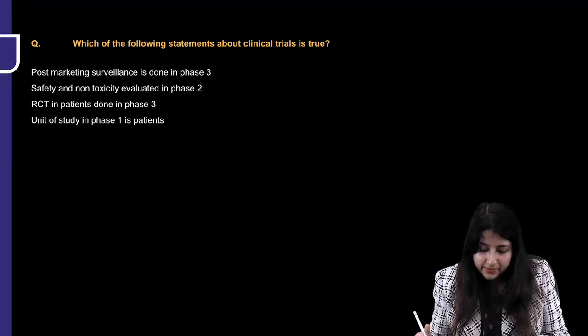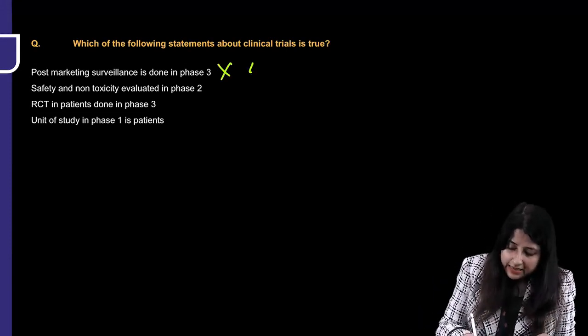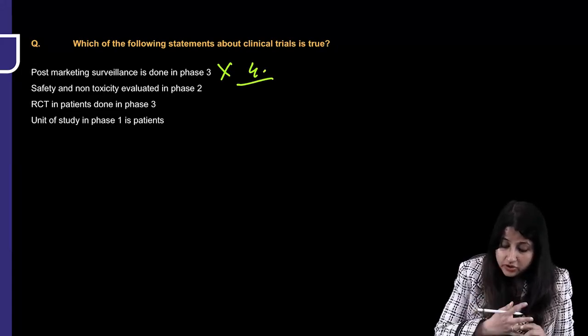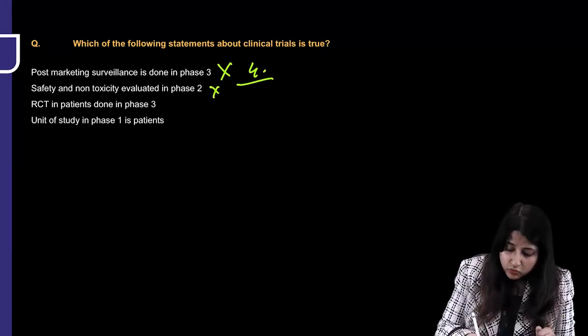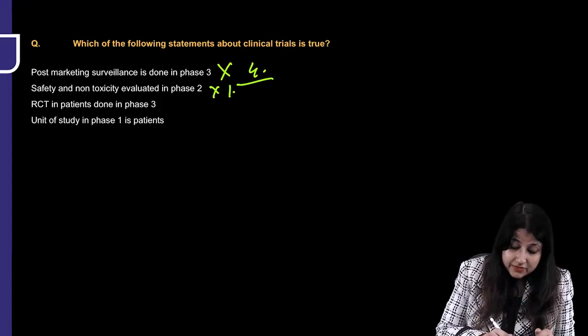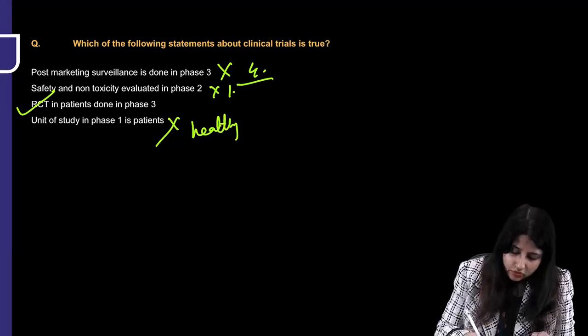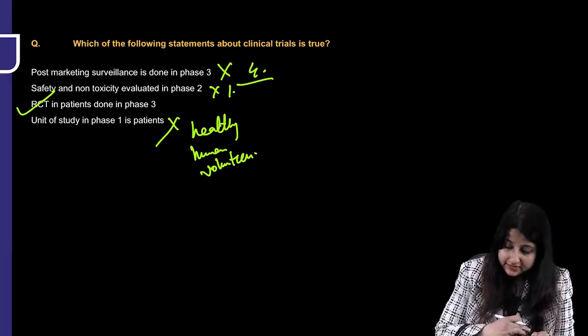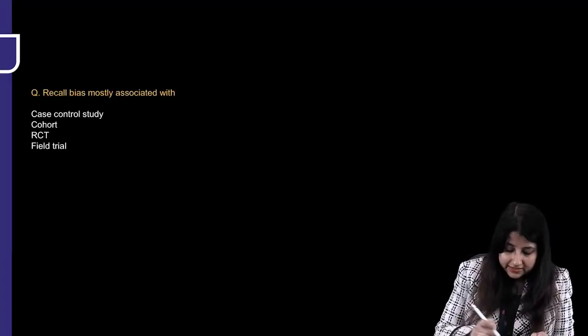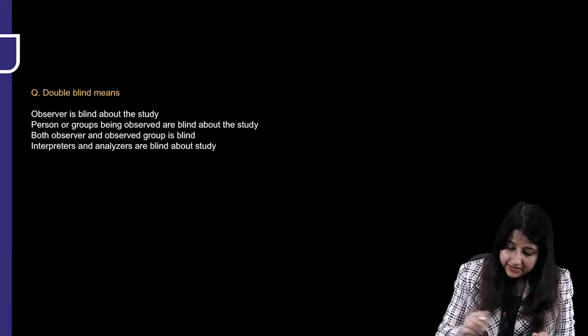Which of the statements about clinical trials is true? Post-marketing surveillance in phase 3? Absolutely no. It is phase 4. Safety and non-toxicity profile? Phase 2, no, phase 1. RCT is done in phase 3? Yes. Unit of study in phase 1 is patients? No. It is healthy human volunteers. Okay, healthy human volunteers. Recall bias is mostly associated with case control study.